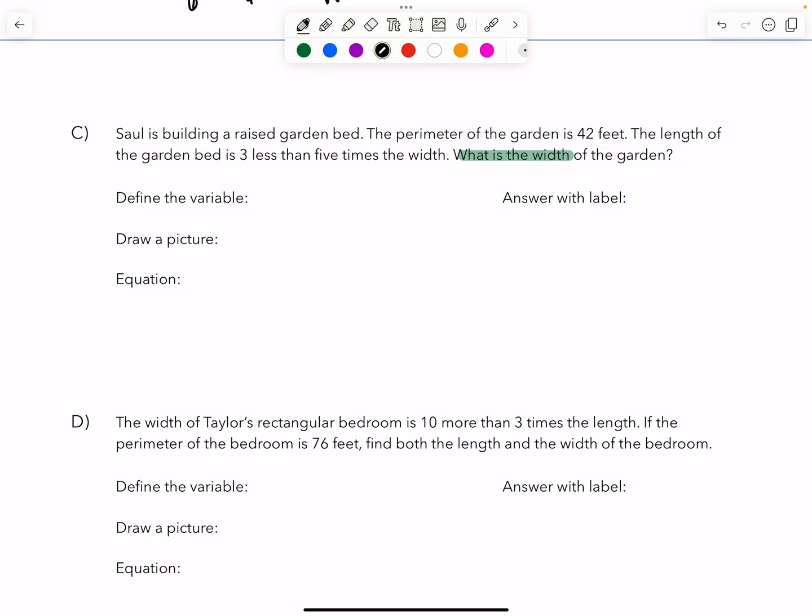So when I define my variable, W equals width. All right, draw a picture. So go ahead, make a rectangle.